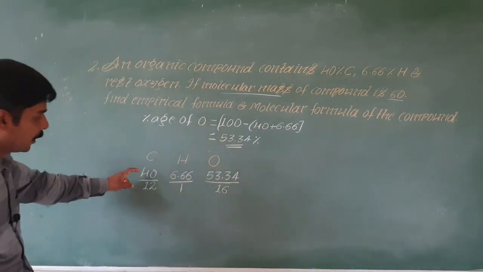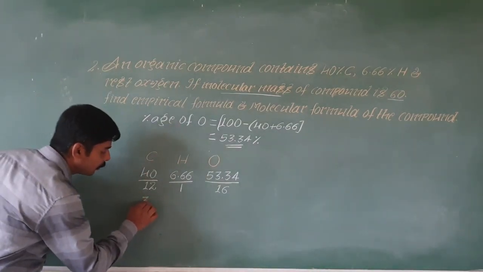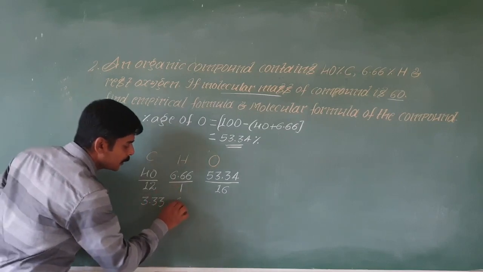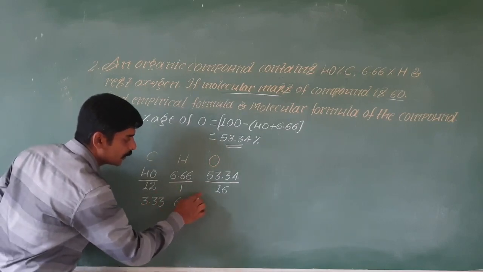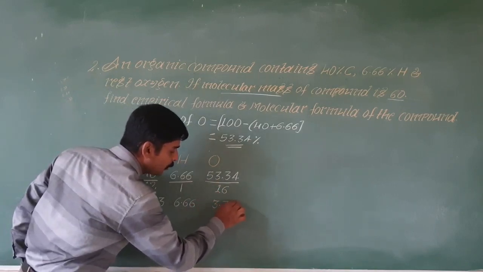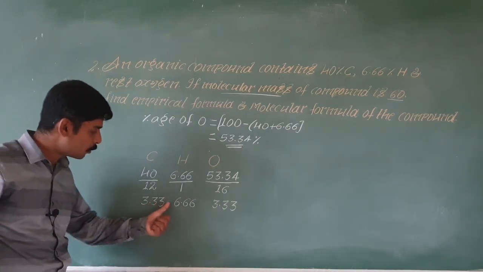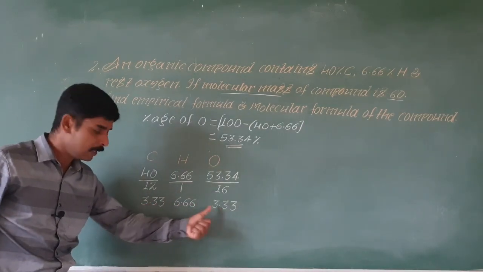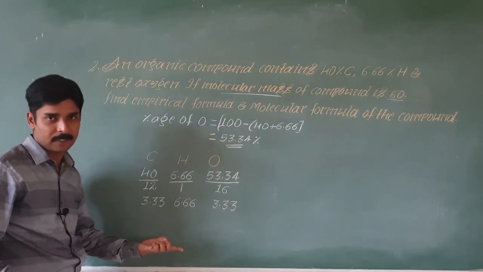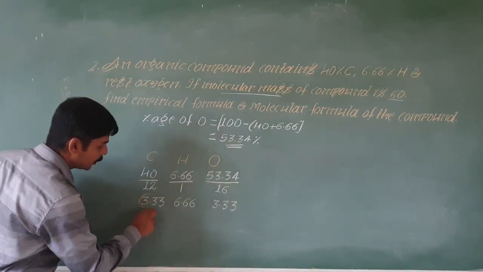Now you can use the calculator. If you divide this, 40 by 12 will come around 3.33. This is 6.66, and if you divide 53.34 by 16 once again, you will get 3.33. What is the next step? Round off the smallest among these. The smallest out of 3.33, 6.66, 3.33 is 3.33, either this or this. So this is the smallest.